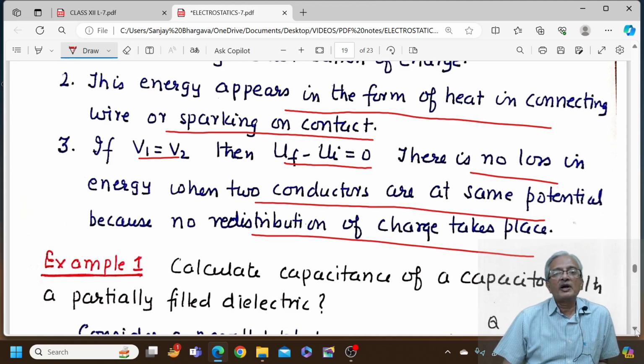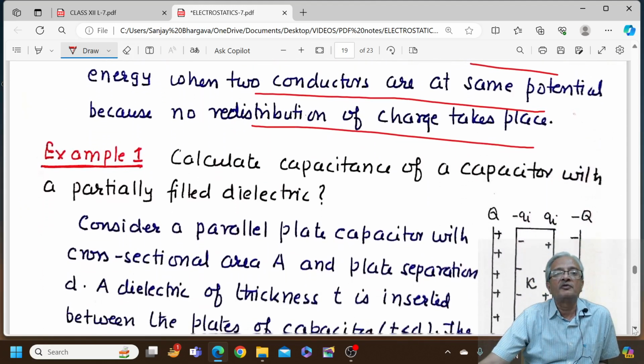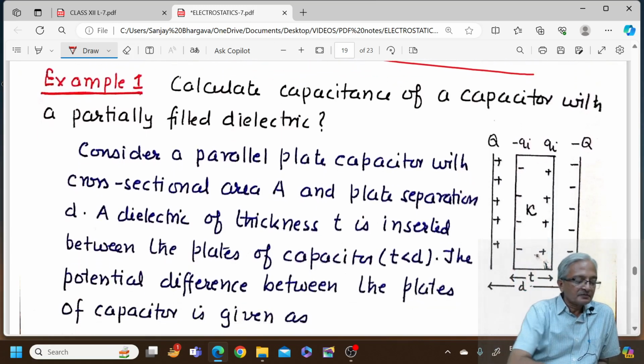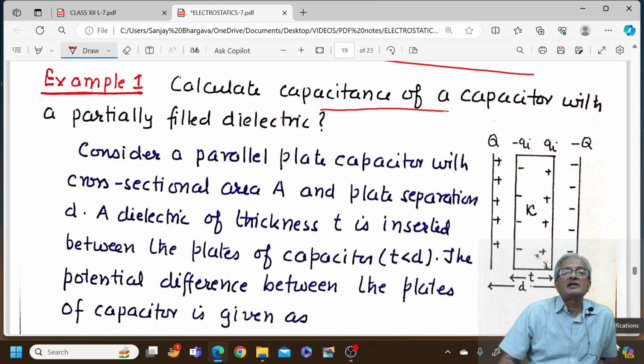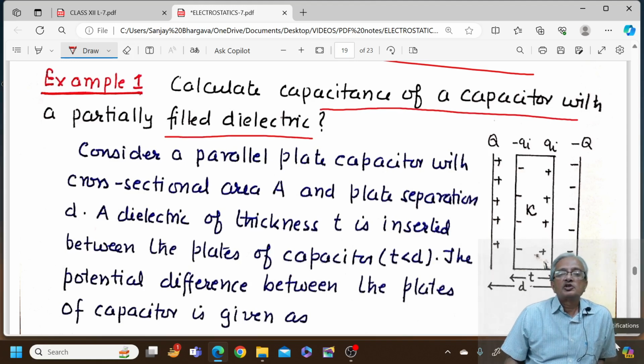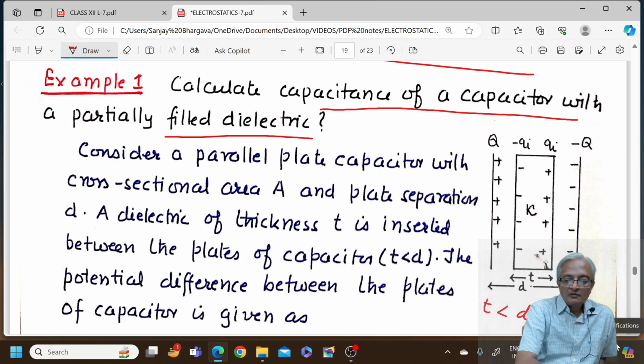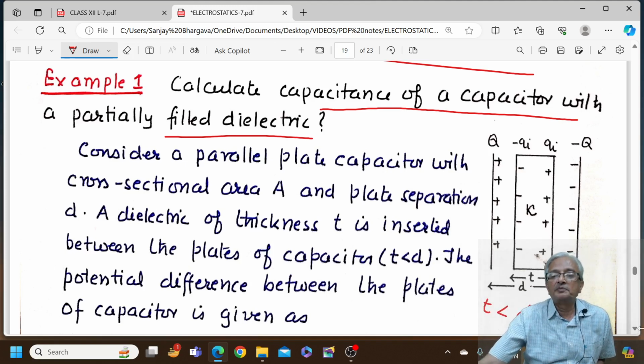Here we will provide certain examples which would help you in solving different problems associated with capacitors. First example, it says calculate capacitance of a capacitor with a partially filled dielectric. So we have a partially filled dielectric, we have a dielectric of thickness T, and remember T is less than D.